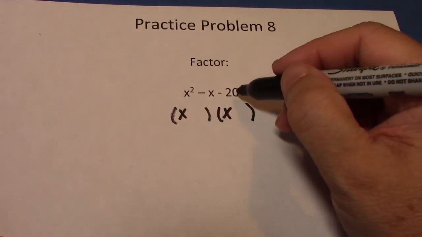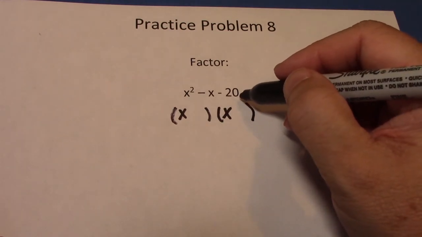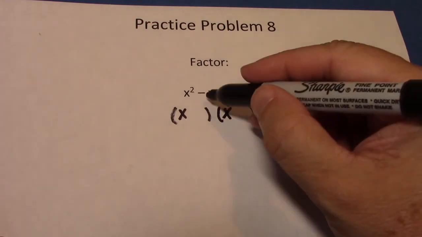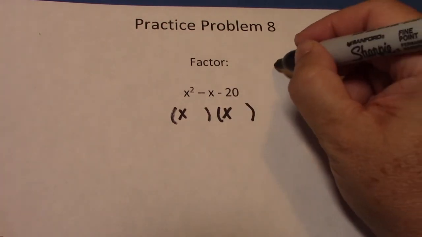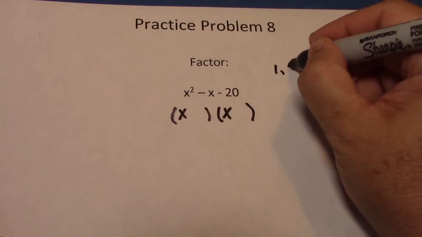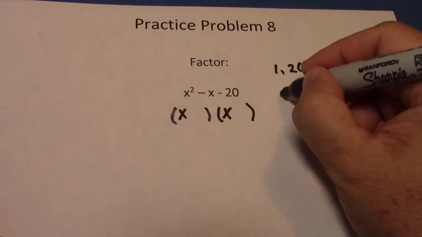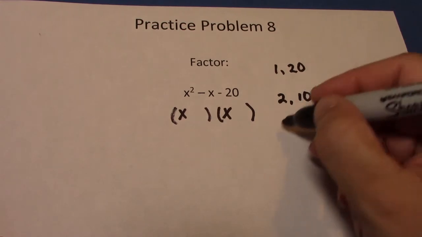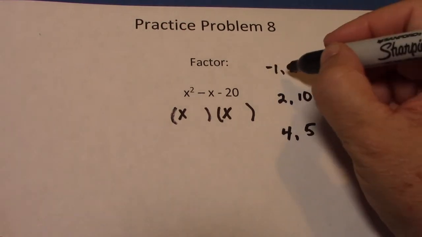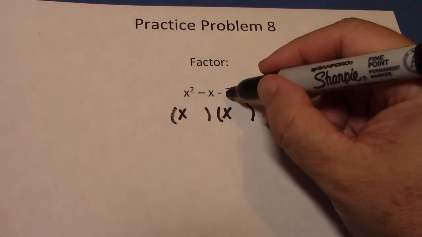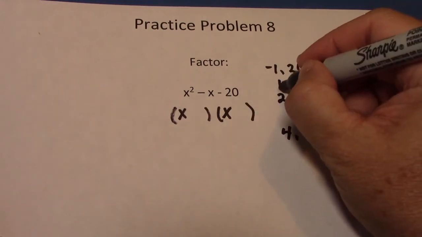Now we need to know what will multiply together to give us negative 20 and add together to give us negative 1. Well, the factors of 20 are going to be 1 and 20, and 2 and 10, and 4 and 5. And in fact, one is going to be negative and one is going to be positive because the answer is going to be negative.